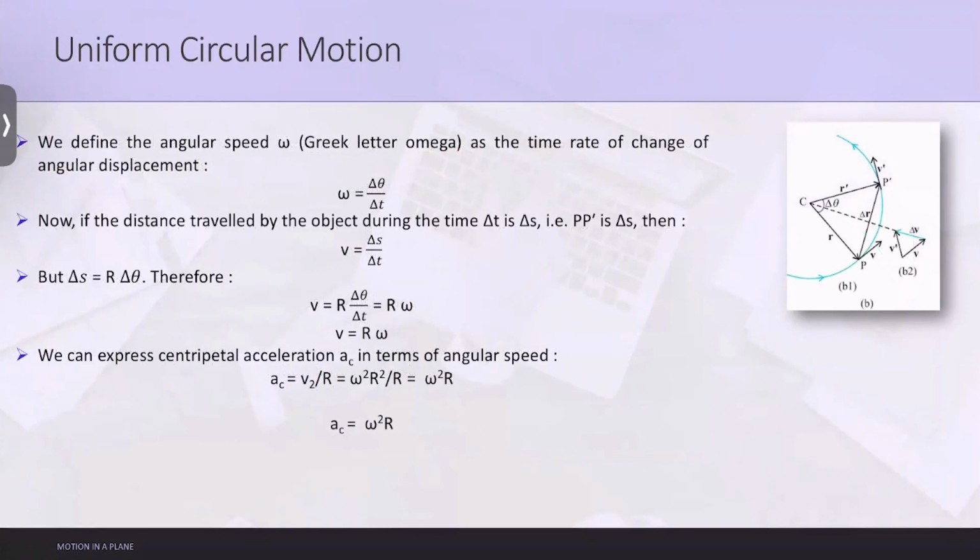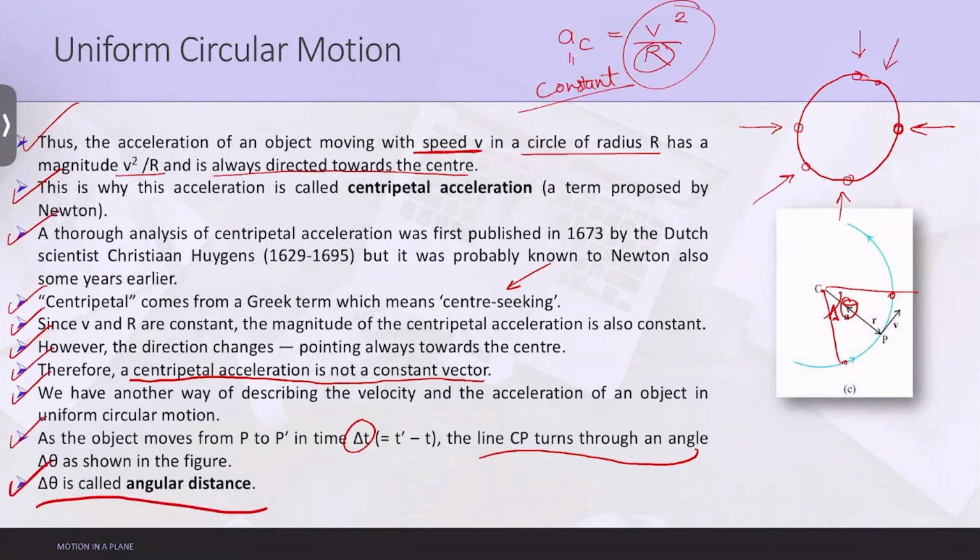We now define the angular speed omega. Till now, one thing is derived, that centripetal acceleration is equal to v square by r. Now we will try to find a new concept called angular speed and a relation between the centripetal acceleration and omega. So we define the angular speed. What is delta theta? That is the angular distance, the amount of angle through which the object has traversed when it moves from P to P dash.